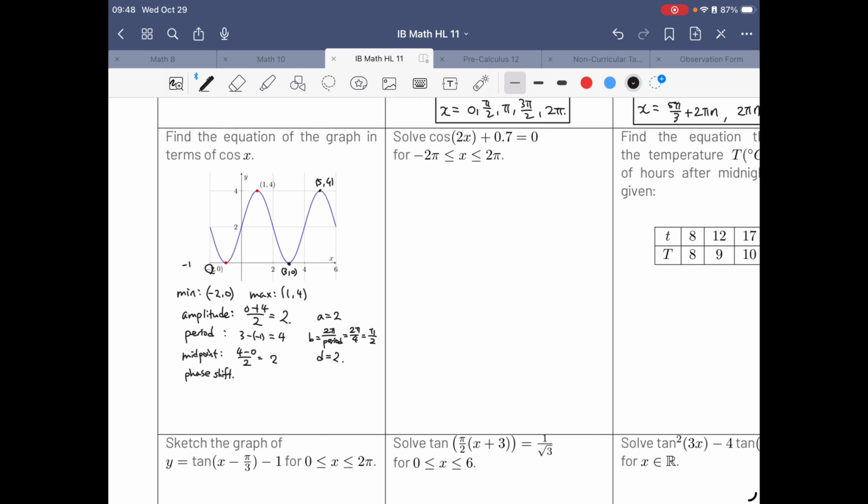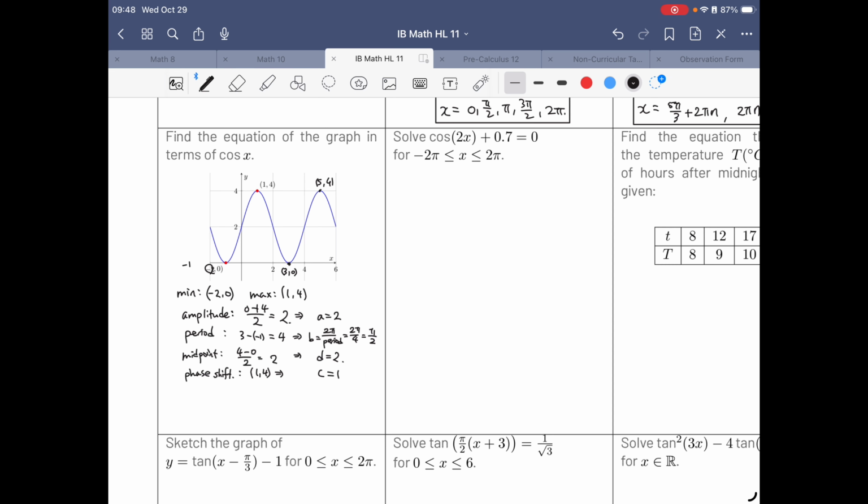Because I'm asking you for the equation in terms of cosine of x, it's pretty simple. We just need to find one of the maximum points and find the coordinate of that. So phase shift, looking at (1, 4) as the first maximum, so that's going to be c is equal to 1.